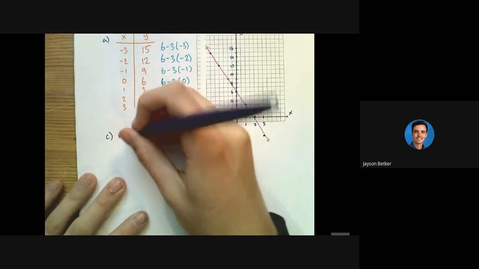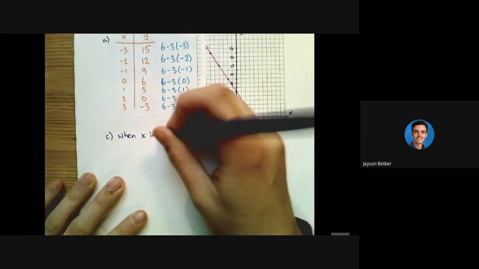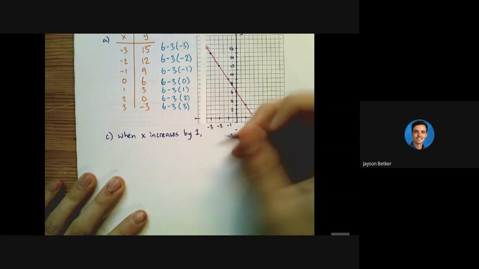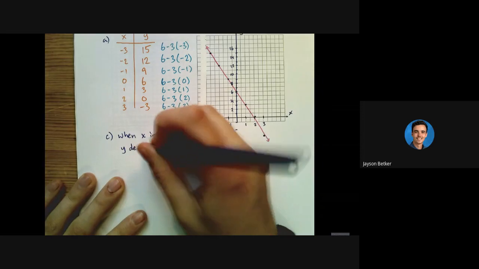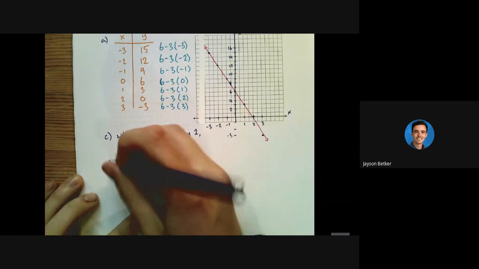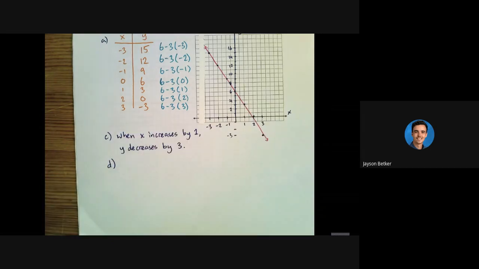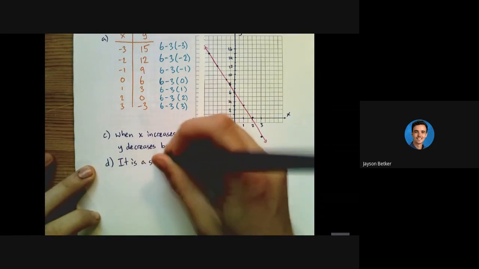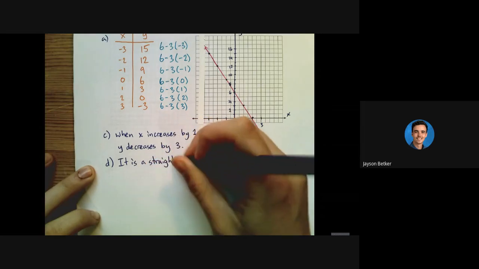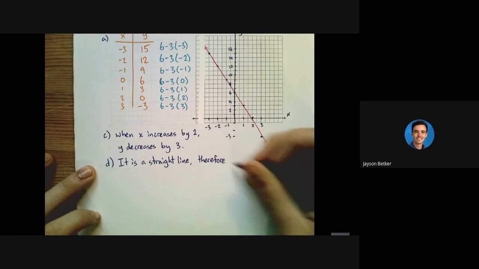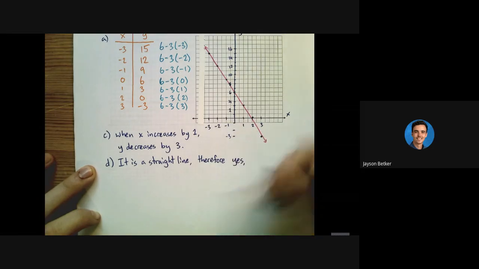When X increases by 1, Y decreases by 3. And then is the relation linear? Again, it is a straight line. Therefore, yes, it is linear.